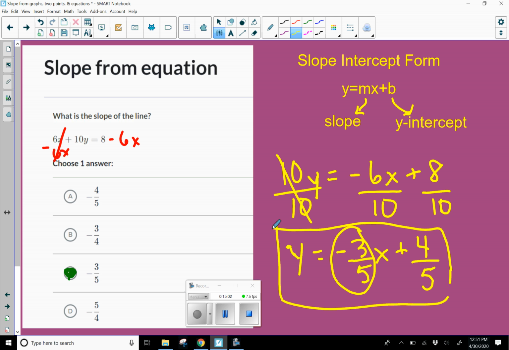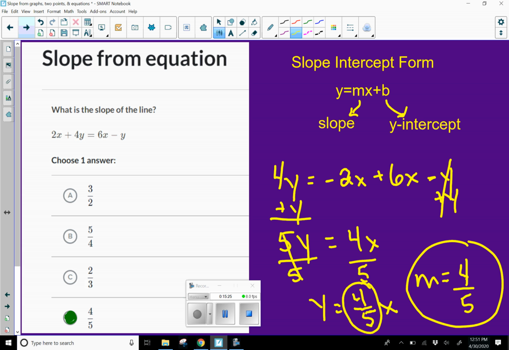So what this means is that this line would cross my y-axis at 4/5 or 0.8. And my slope is -3/5. It's a negative slope, which means my line would be decreasing as I go left to right. And it would be decreasing down 3/5, down 3/5. As you can see, the correct answer for your slope is -3/5.